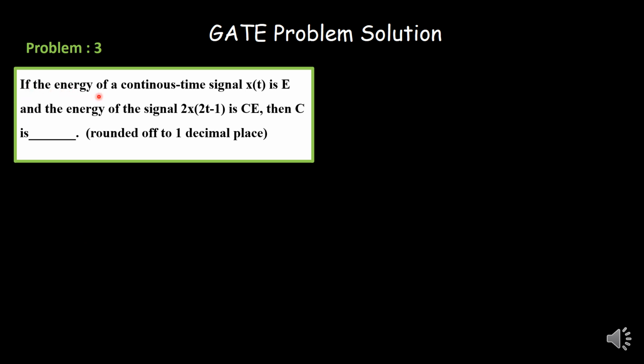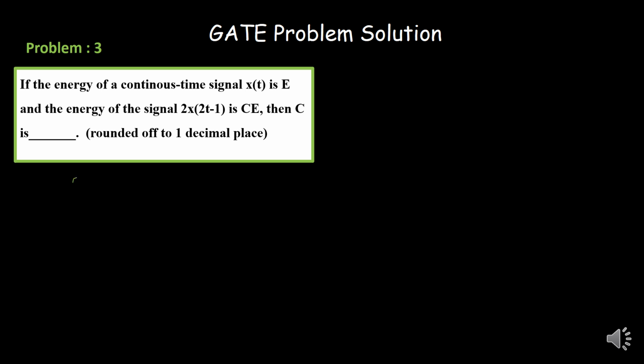If the energy of a continuous time signal x of t is E and the energy of the signal 2x into 2t minus 1 is CE, then C is. Okay, we need to find the constant C. Energy of x of t is given as E. Energy of another function is given as CE. We need to find the constant C. Okay, so let me start solving the problem. Let me write the function first.